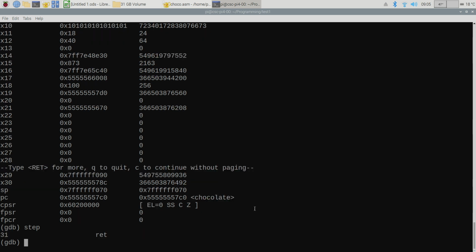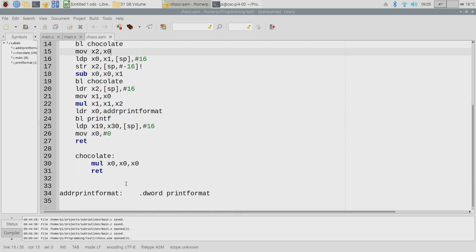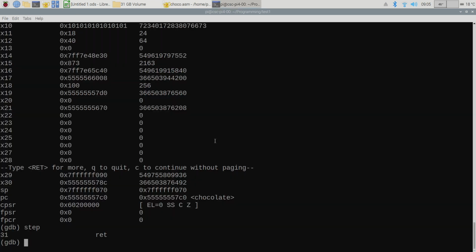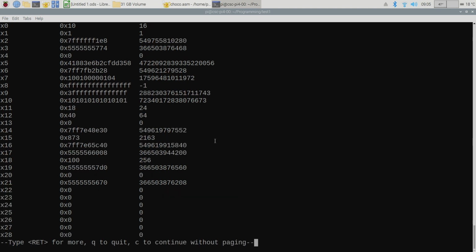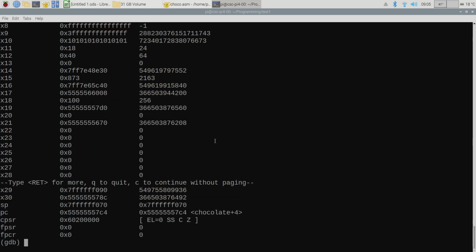If I step, what did the chocolate routine do? Let's just go over to Genie real quick. The chocolate routine just squared the number. That was it, so nothing exotic. It was really only 2 instructions. And I'm about to hit the ret. What's my program counter? I'm now on the second instruction in chocolate, so I'm 4 bytes down from where I started. Great.